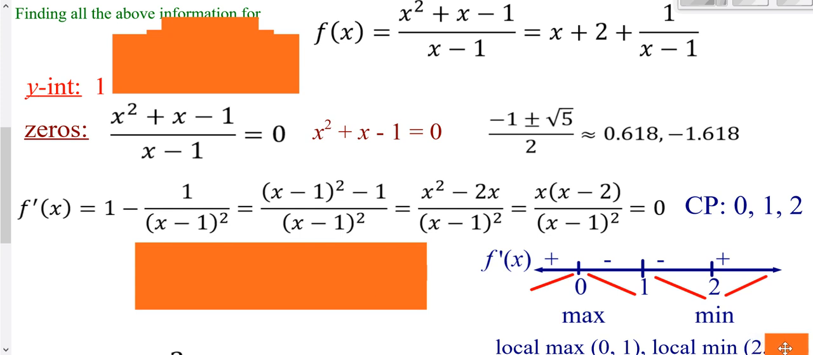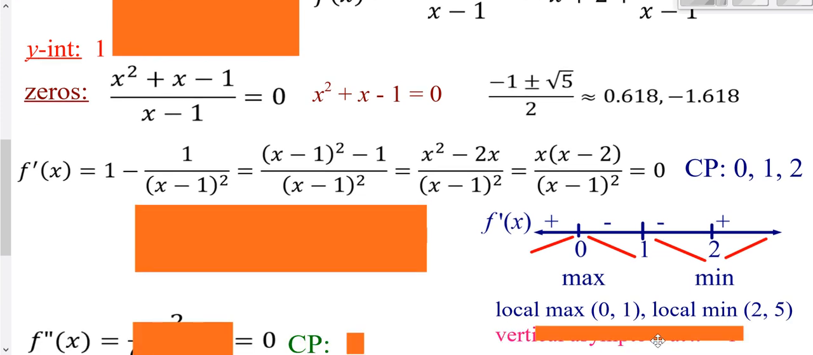Your min, x coordinate is 2. To actually find the y value, take 2, plug it into either one of your original functions, and you would get 5. So what's going on here at 1? Well, it could be an inflection point sometimes, but remember, your original graph was undefined at 1, so that's a vertical asymptote. So it's not a point of inflection, it's a vertical asymptote.